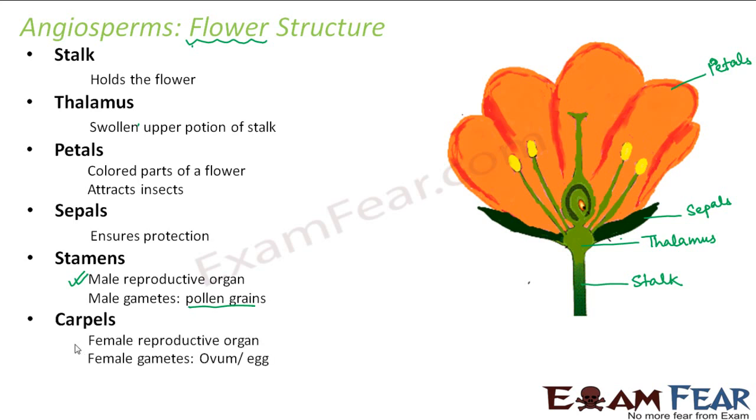And the last one is the carpel, which is the female reproductive organ. This entire structure is the carpel. This is the female reproductive organ and it produces the female gametes, which is the egg or ovum. Even this carpel, this entire structure, has different parts. Similarly, the stamen also has different parts. So we will talk about the structure of the stamen and the structure of the carpel separately. Now let us talk about the structure of a stamen.